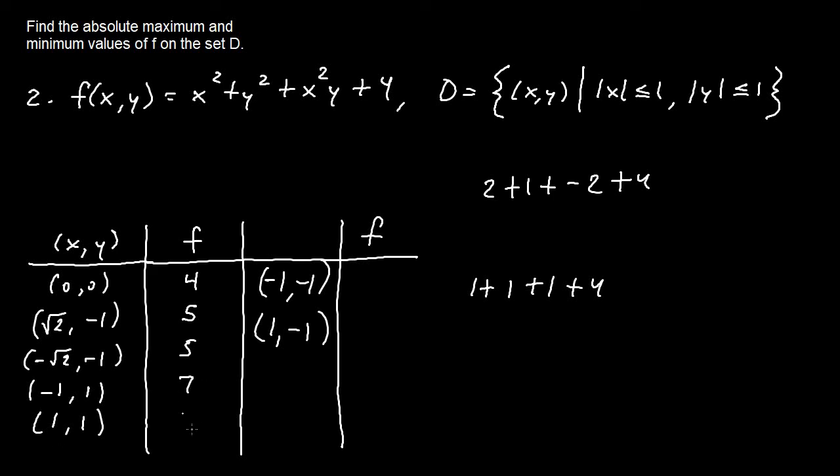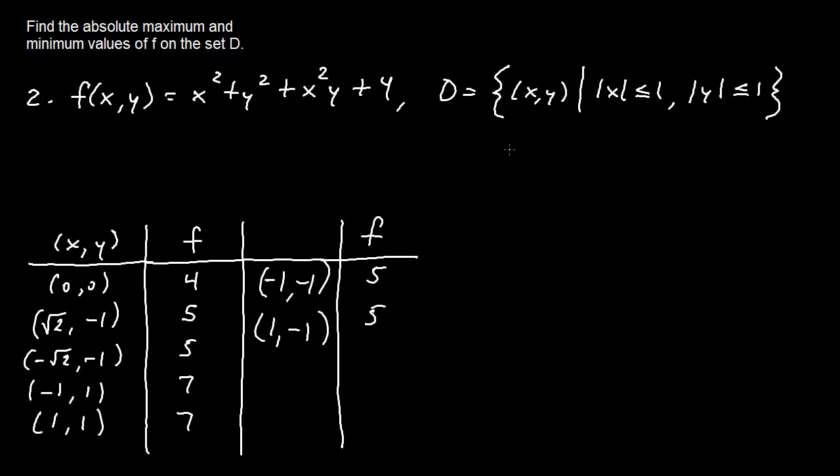We also get 7. Now if I plug in (negative 1, negative 1), we get 1 plus 1, this time minus 1, plus 4. So 1 plus 4 will give us a value of 5. And if I plug in (1, negative 1), with the same y value, we also get a value of 5.